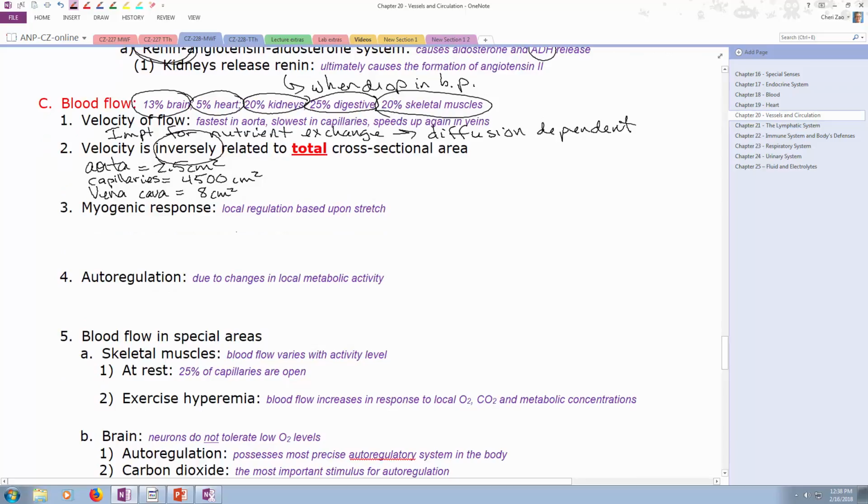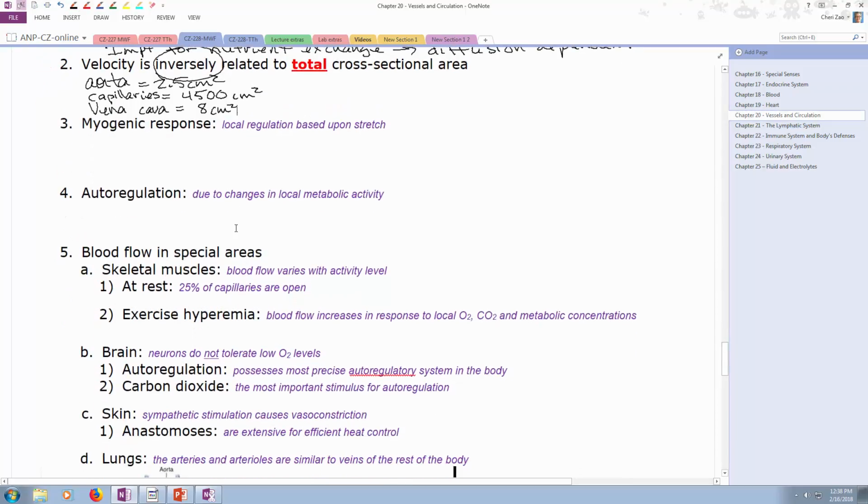We can control the flow speed via a couple different mechanisms. Myogenic response or autoregulation are really big control mechanisms in tissue beds themselves. A myogenic response is based upon stretch of BVs, the blood vessels. Large volume of blood arrival will cause vasoconstriction.